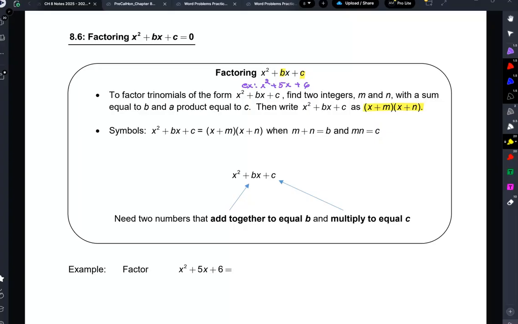We have to come up with these numbers m and n. And m plus n equals b. M times n equals c. What that means is for each problem, I'm going to come up with two numbers that when I add them together gives me b, and when I multiply them together, it gives me c. Okay? So let's do one.